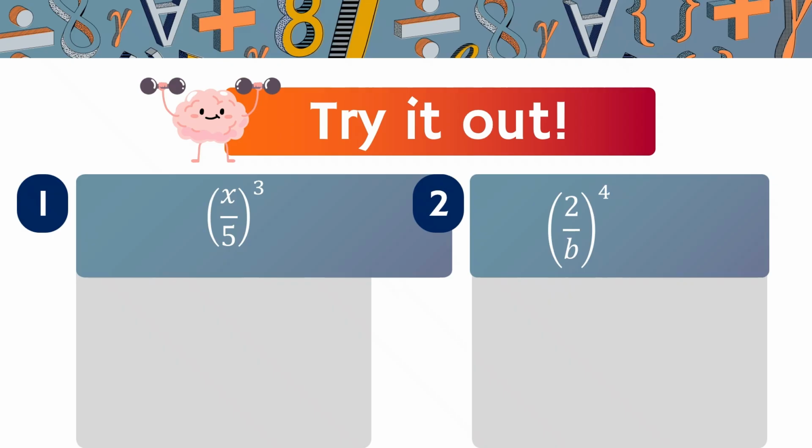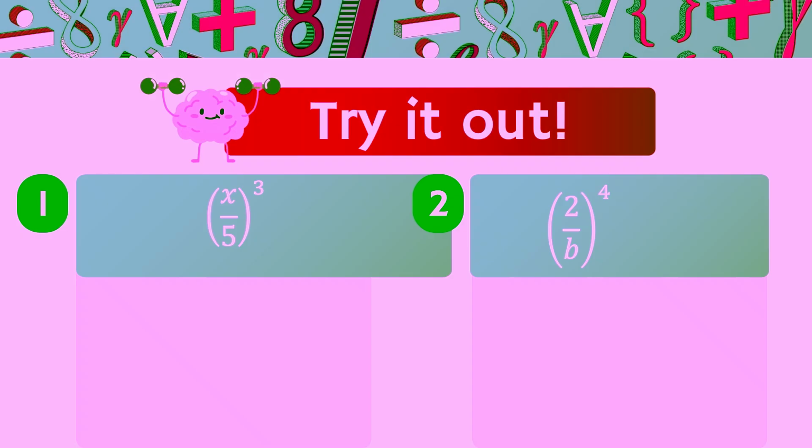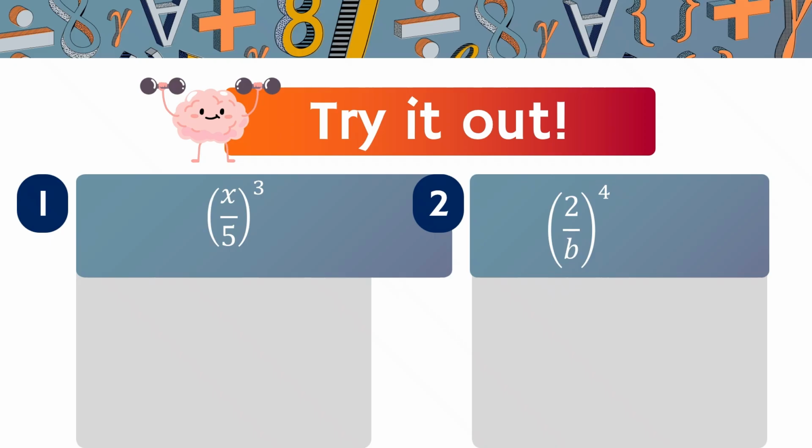First, we have (x over 5) raised to 3. So we will have x raised to 3 all over 5 raised to 3. And x raised to 3 is over 5 raised to 3 is 125. So our answer is x cubed over 125.